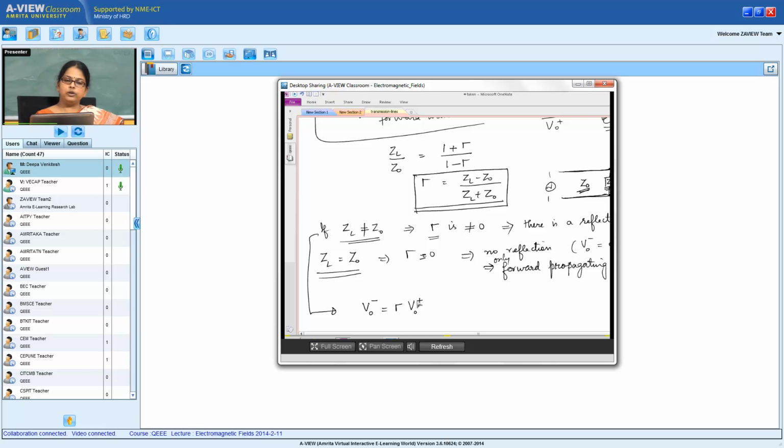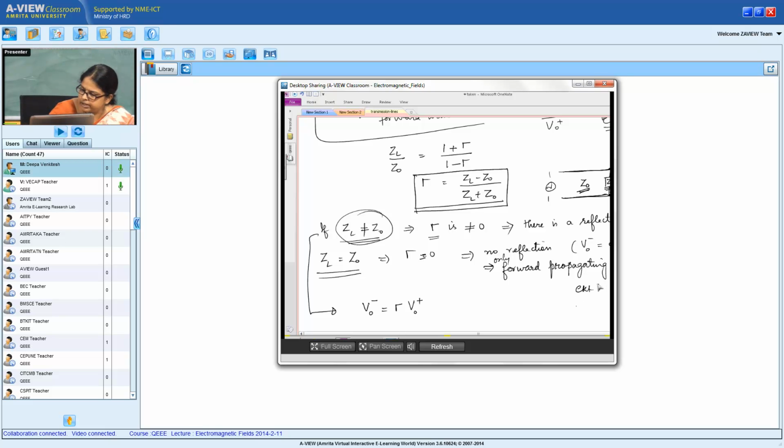And that is always going to happen if you are not taking care of ZL equal to Z0. Remember, in your circuit theory, you learnt about the maximum power transfer theorem. What does that say? It says maximum power is transferred from the source to the load when the load impedance matches the internal impedance of the source. You are able to transfer maximum power.